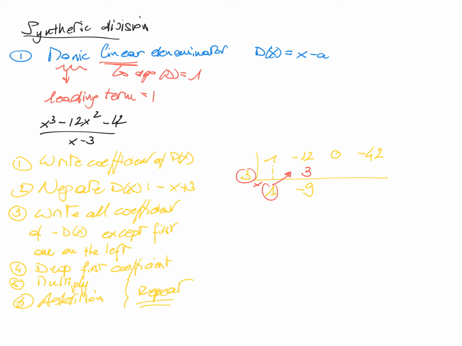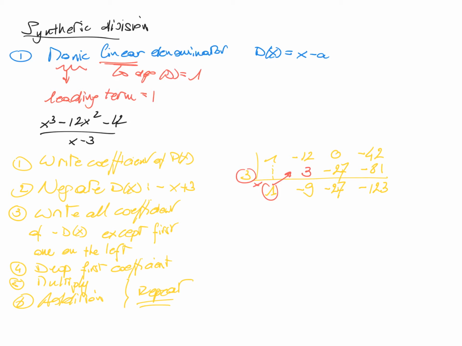So 3 times minus 9 is minus 27. We add it to 0 is minus 27. We multiply this minus 27 with 3, which is minus 81. We write it in the last column. And then again we add those two terms. So this becomes minus 123.